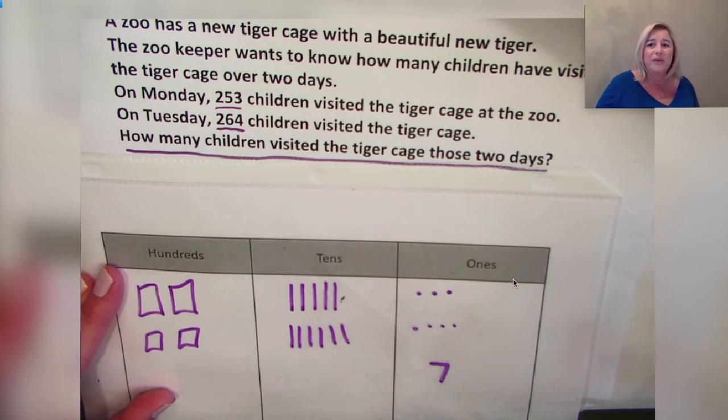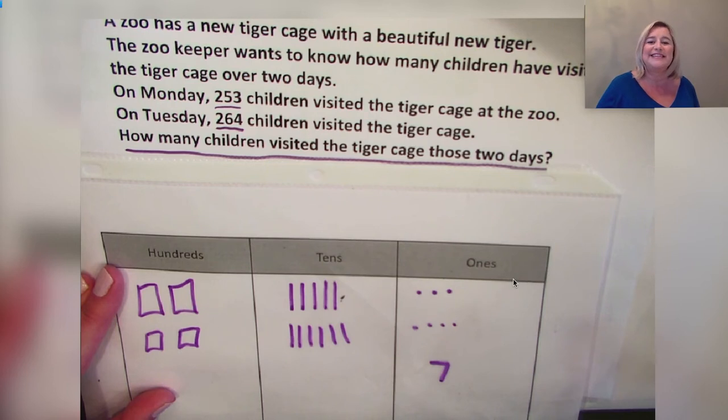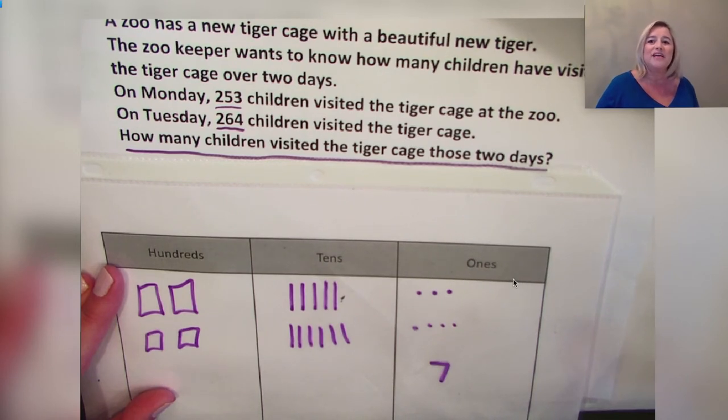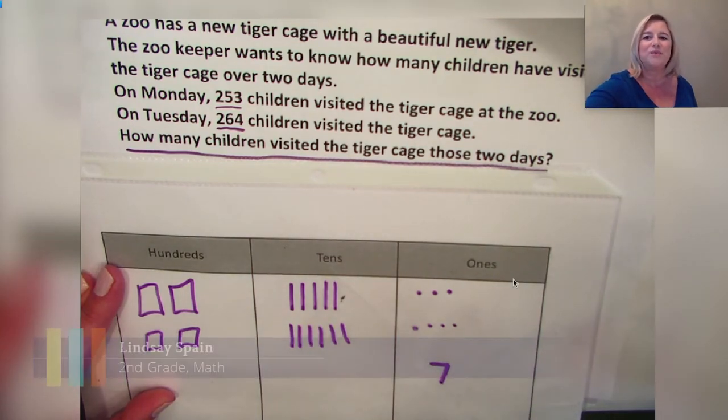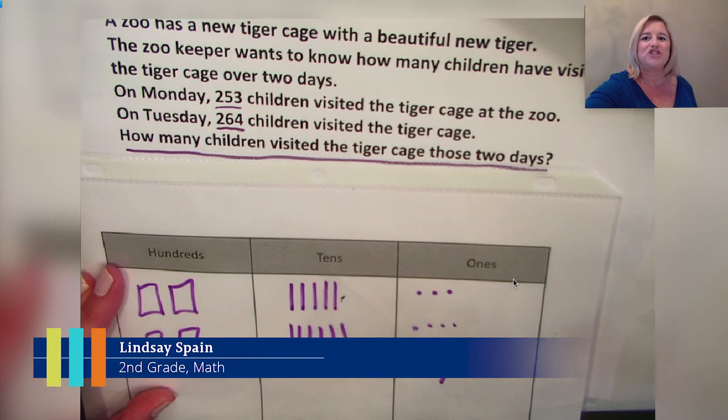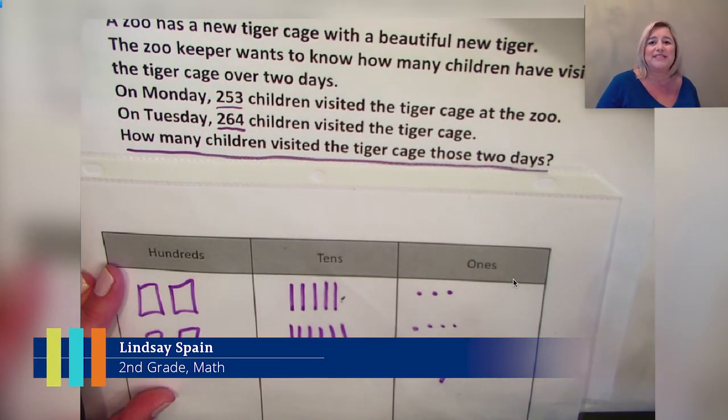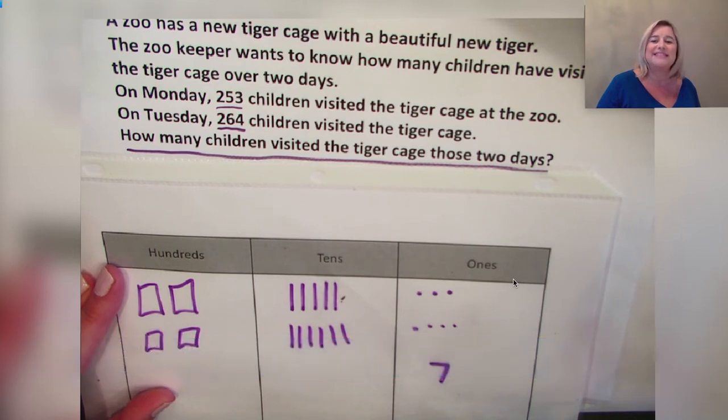Well, what do we do when we have more than 9 ones in our warm-up today? That's right. We regrouped our ones by trading in 10 ones for one 10 rod. So what do you think we will do if we have more than 9 10 rods? I think I heard you say we should regroup our 10 rods, and you are correct. Guess what? We are going to do it just like we did our regrouping with our ones. We are going to trade 10 tens rods for one 100 flat.